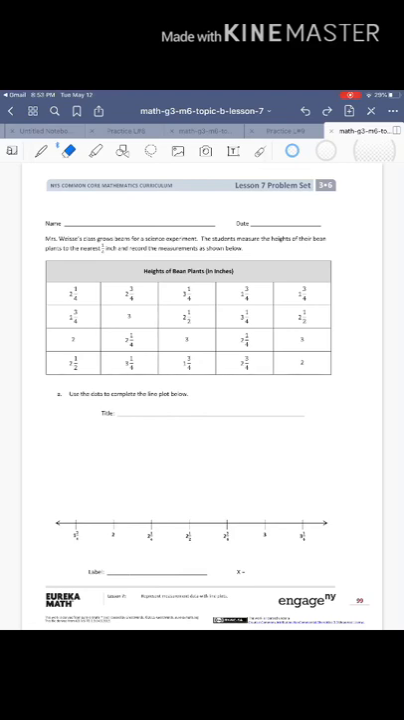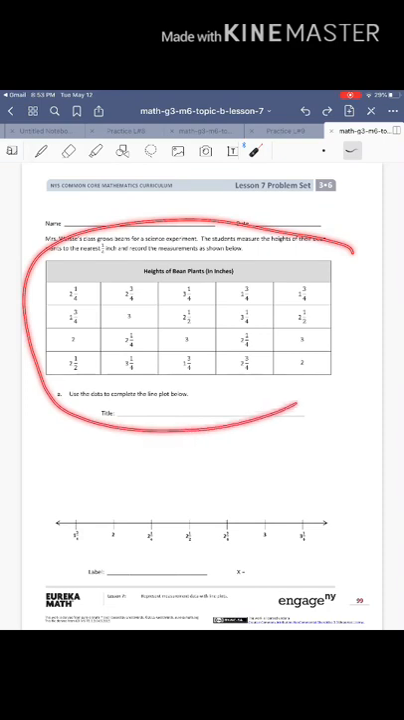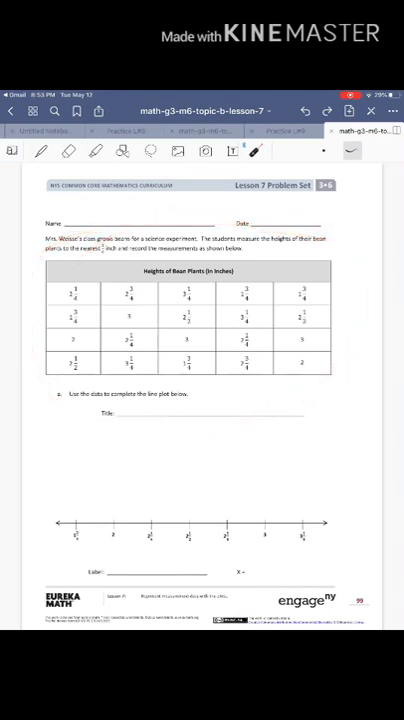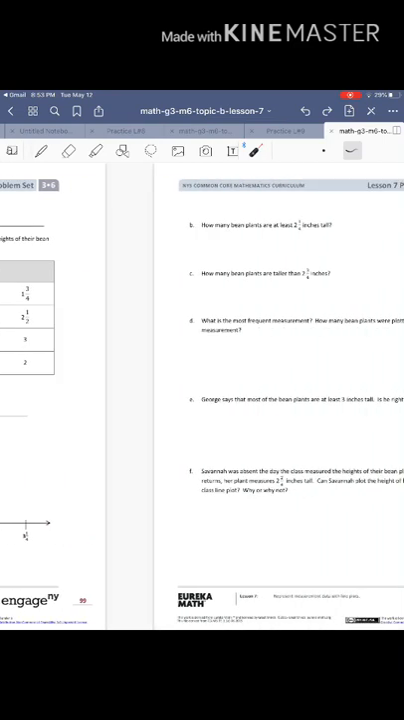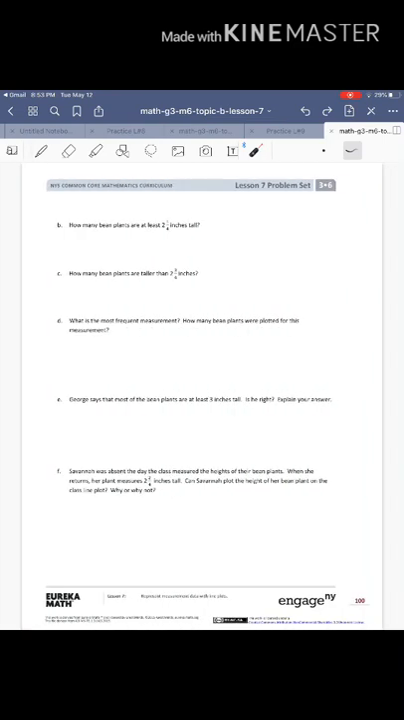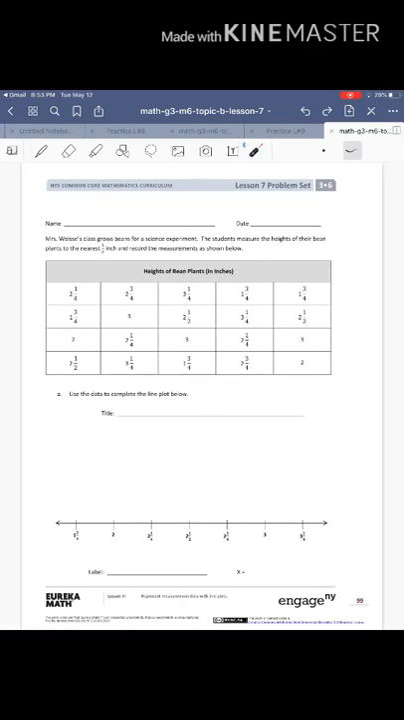Today, our lesson of the day is how to put information from a chart and write it on a line plot. So what we're doing is using the information they give us right here and we're going to place it right here. After that, we're going to be answering some questions about the same information on the chart. So let's get started.